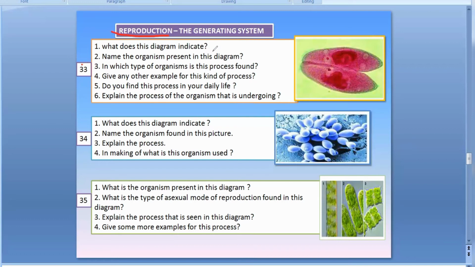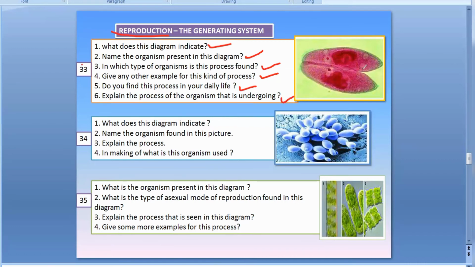What does this diagram indicate? This diagram indicates an asexual reproduction method. The organism name is Paramecium. Paramecium undergoes binary fission. Not only Paramecium, but also Euglena and bacteria undergo fission. Yes, in daily life bacteria undergo binary fission. Explain the process of the organism that is undergoing it.